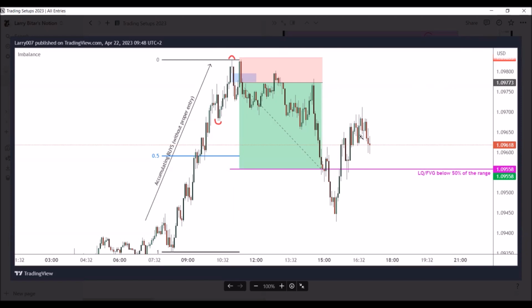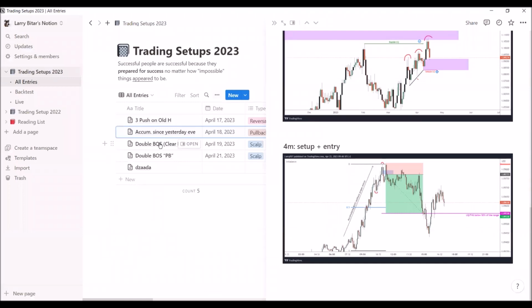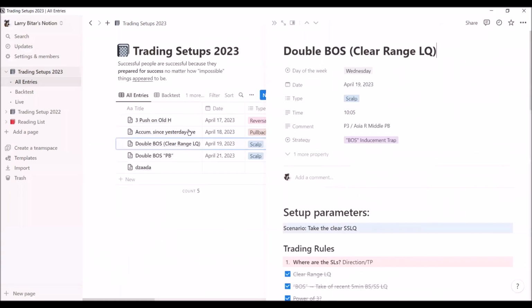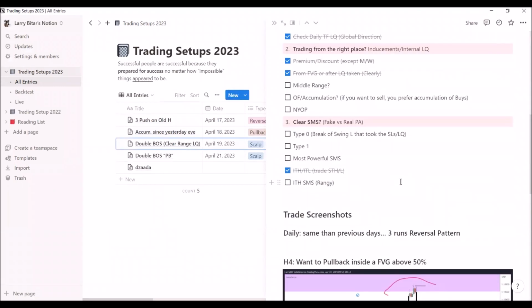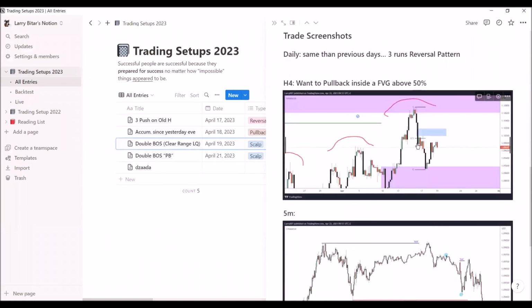So I count this as a live trade, but break-even trade, not a win. Now, Wednesday, double BOS. Double BOS. It was not easy to see this one.